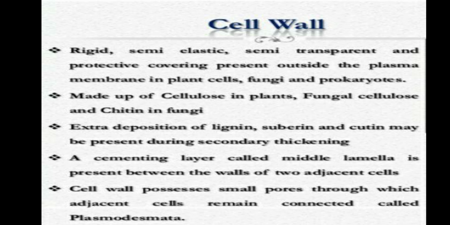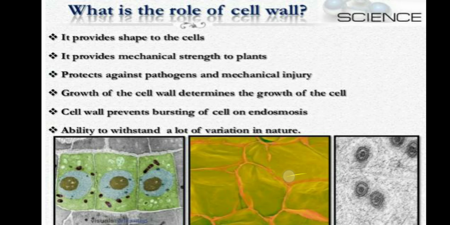Now, the middle lamella is the cementing layer between two adjacent cells. Two adjacent cells are joined together with the help of a cementing substance, and that substance is known as the middle lamella. The middle lamella is basically made up of magnesium and calcium pectate. The cytoplasm of two adjacent cells is also connected with each other with the help of plasmodesmata.